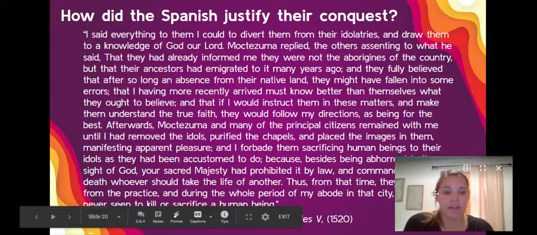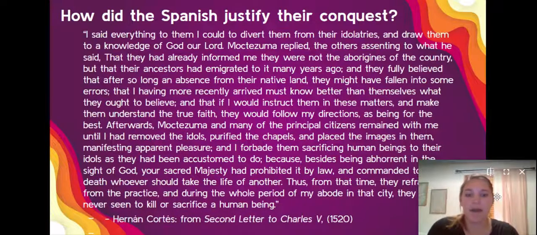In the words of Hernán Cortés, I know this one's a little bit longer, but there's really some key elements here. This is when he's writing a letter back to King Charles V, where he's talking about how he is trying to not just rule them for gold, but really to convert them to Christianity. So he says, I said everything to them I could to divert them from their idolatries and draw them to a knowledge of God our Lord.